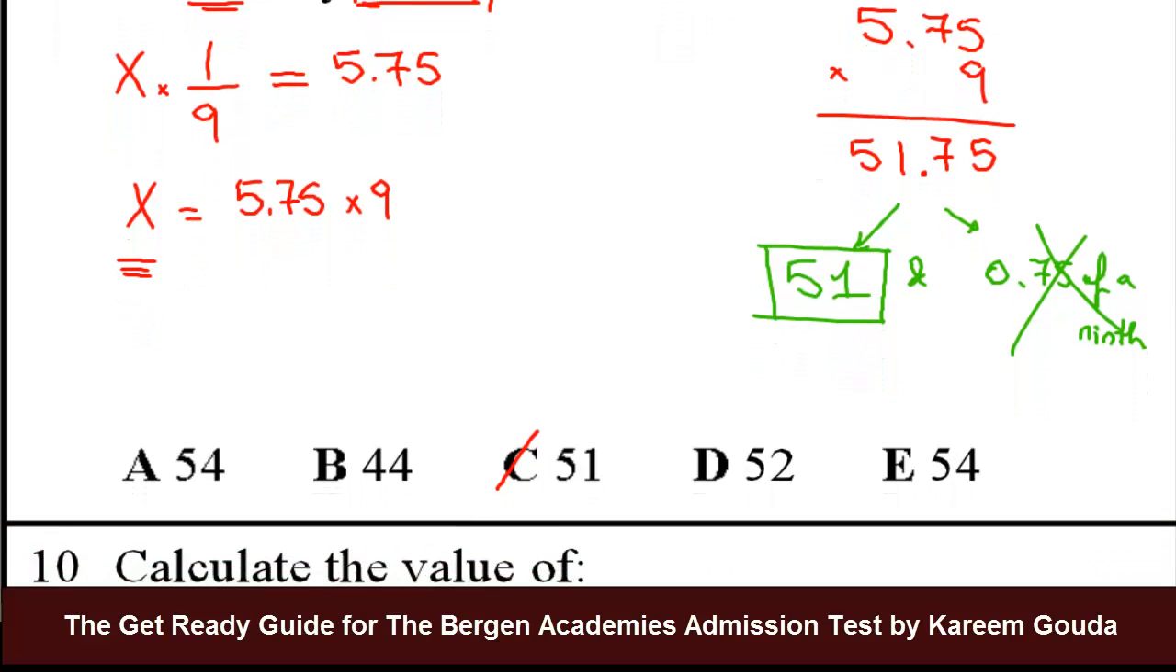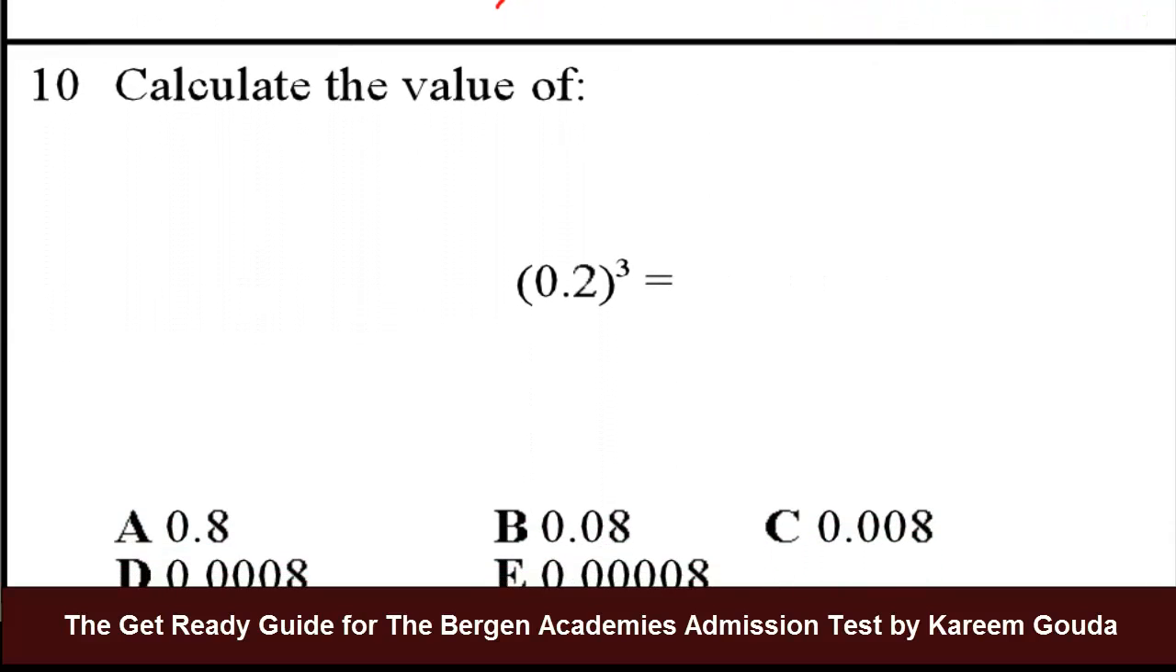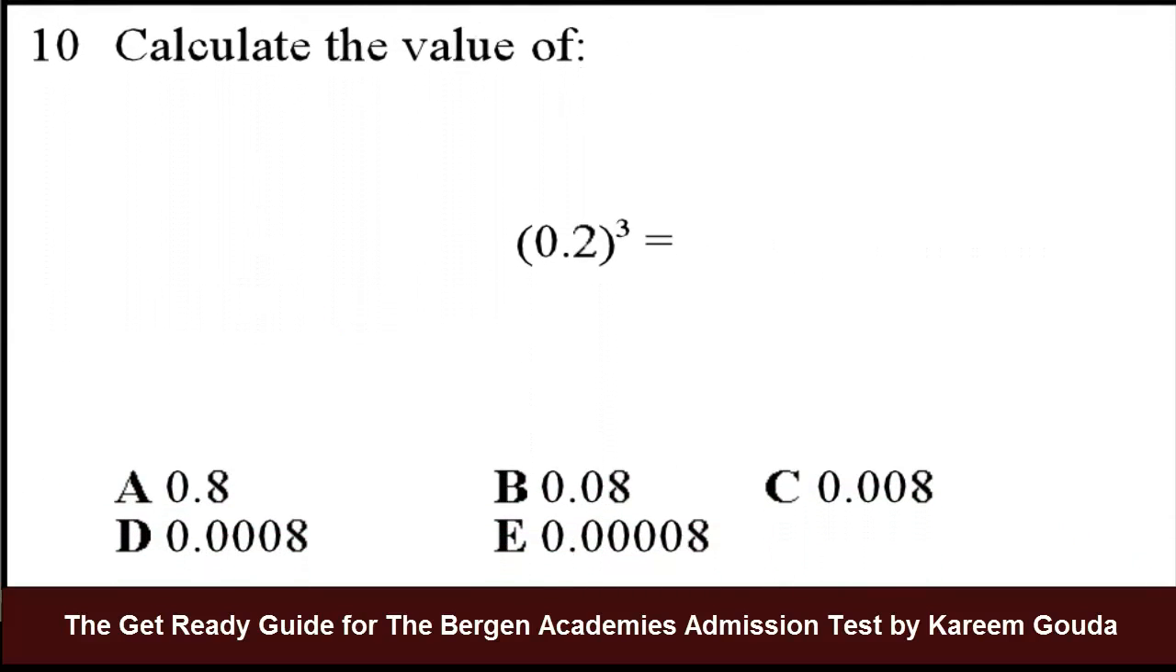Okay. Number 10. Calculate the value of. As explained before in a previous question, when you have a decimal raised to a power, what we do is the following. We know that 2 to the power of 3 equals 8. So the answer has to have 8. And that is obvious if you look at all the answer choices here. But then we take a look at how many digits there are to the right of the decimal point. Here there's 1 digit to the right of the decimal point.